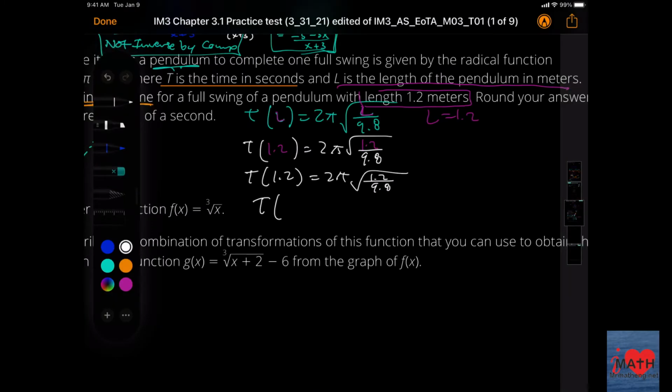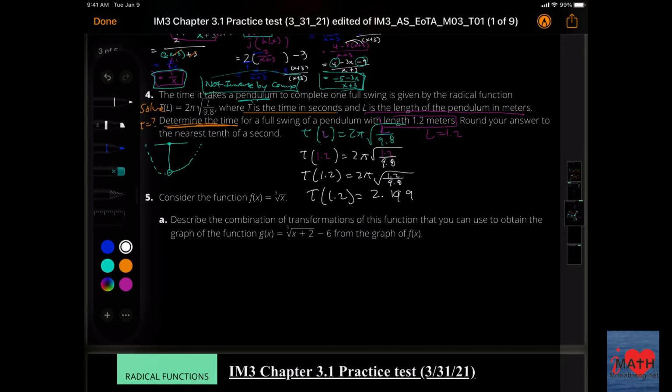So t equals 2.199. It tells us to round to the nearest tenth, so the tenth is just this spot. I have to look here. So when length is 1.2, our time is 2.2. That is our answer.